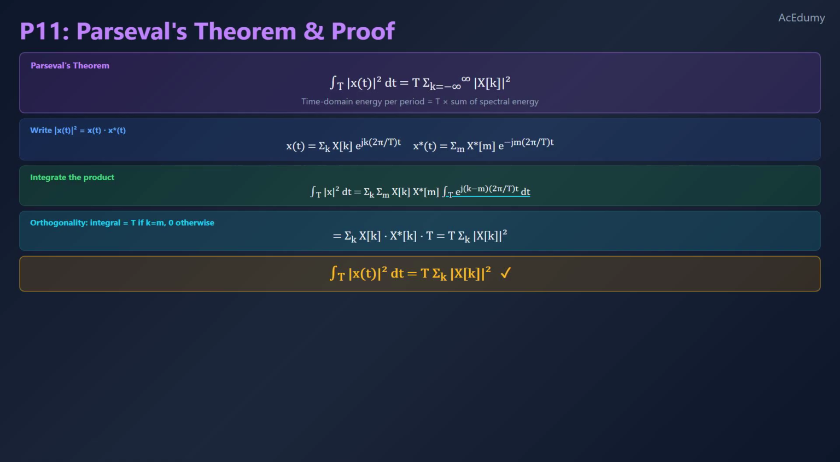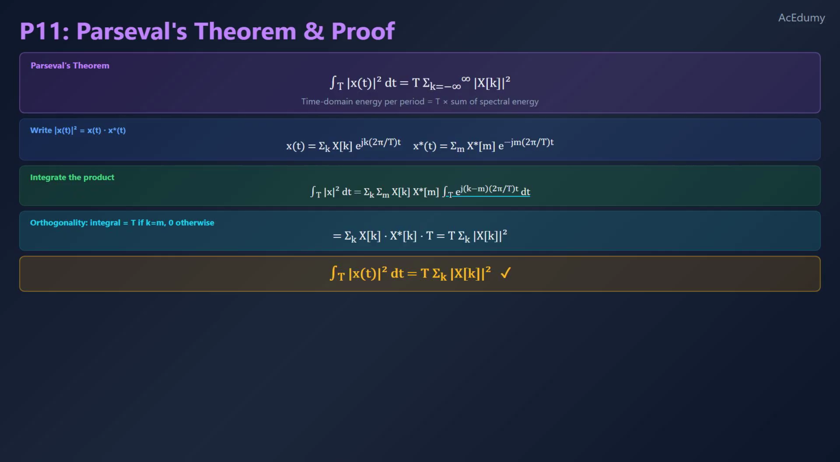Let us prove it. We write the absolute value of x of t squared as x of t times x star of t. The Fourier expansion of x of t is the sum over k of x of k times e to the jk 2 pi over T times t. For the conjugate, we use the fact that e to the j theta conjugate equals e to the negative j theta. So x star of t equals the sum over m of x star of m times e to the negative jm 2 pi over T times t.